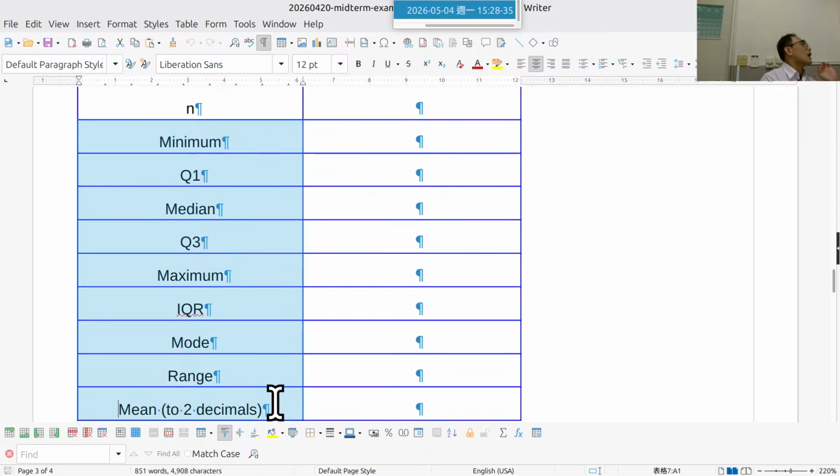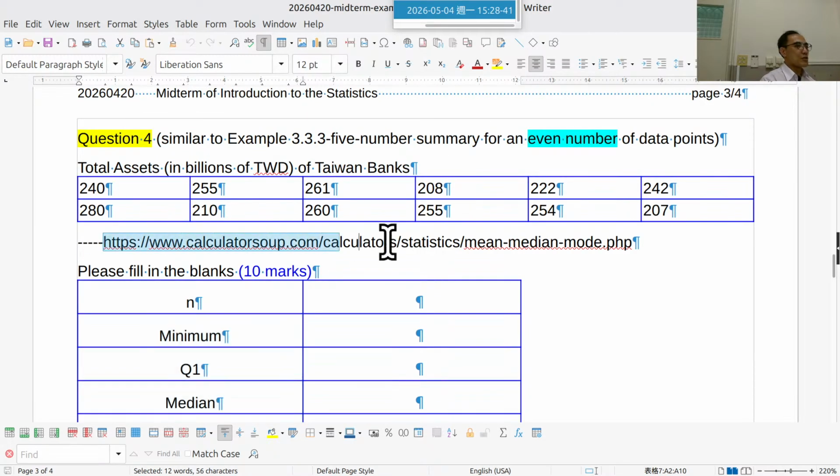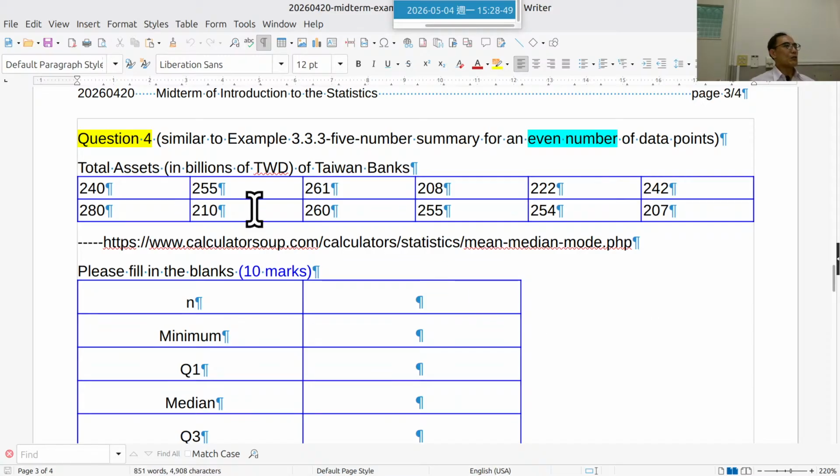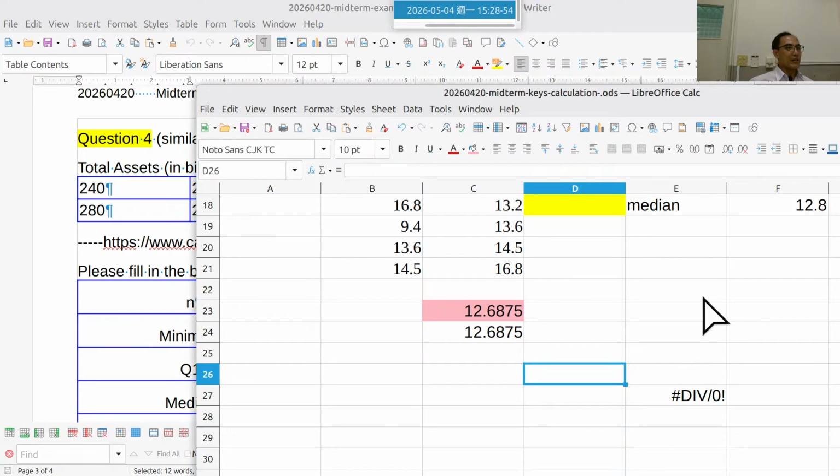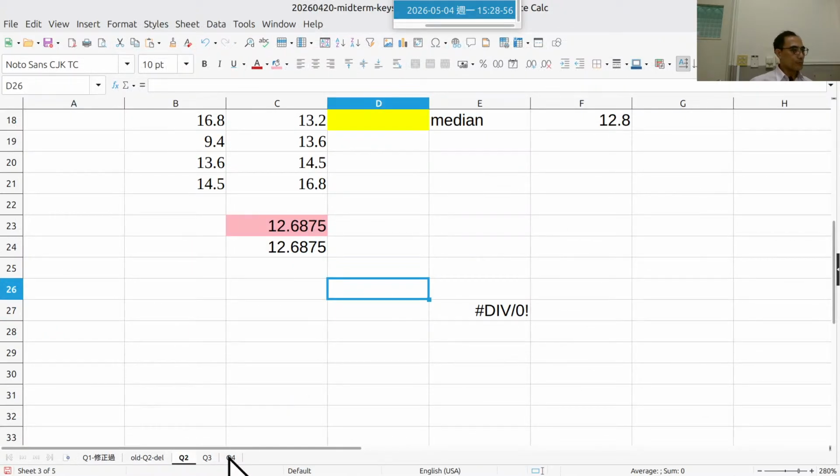Okay, let me do it the very stupid way. Then I will show you that we can use the website. A few clicks, and you get everything, as I promised 3 weeks ago. And how to do this? Copy and move to our Excel file, Q4.